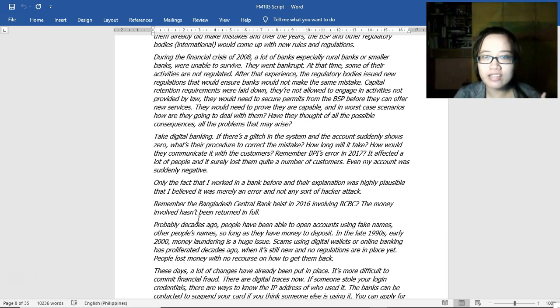So only the fact that I worked in a bank before, and their explanation was highly plausible, made me believe it was merely an error and not any sort of hacker attack. Okay. Remember the Bangladesh Central Bank heist in 2016 involving the RCBC. The money involved hasn't been returned in full, okay, until this time.